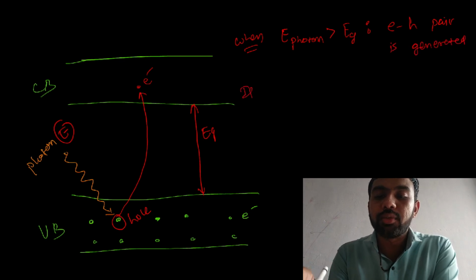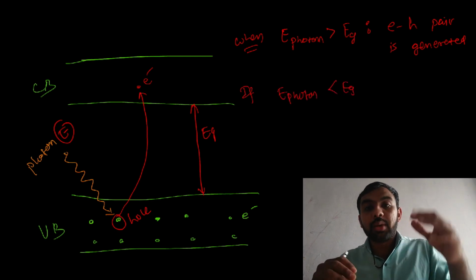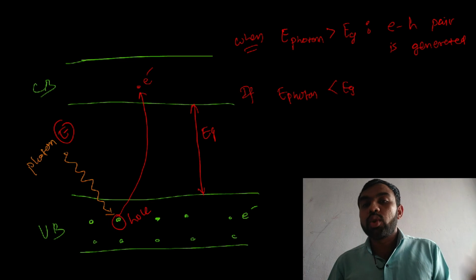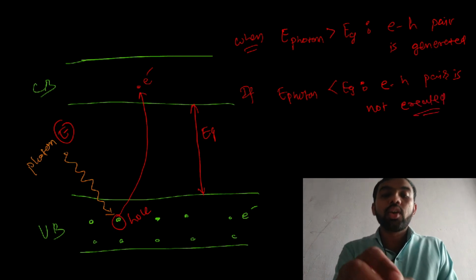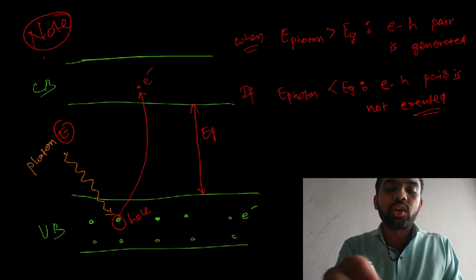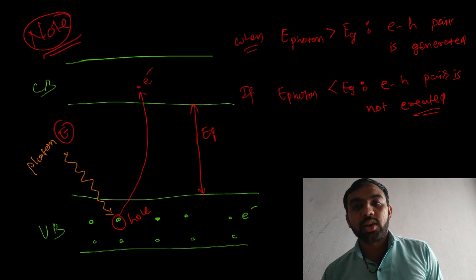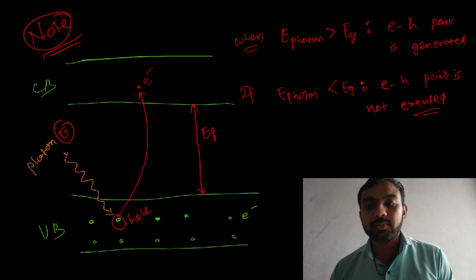But if E photon is less than the energy gap, if the energy incident is less than that, then the electron will not be able to go to the conduction band, so the electron-hole pair will not be generated. If E photon is less than the energy gap, then the electron-hole pair is not created. Okay, all of you must write this note in your books: by using a photon, how the electron-hole pair is generated. Then after that we will go to the next one, note it.